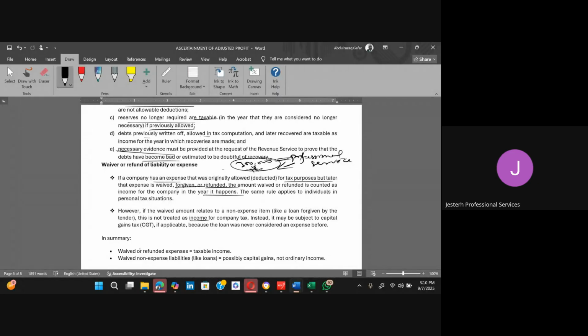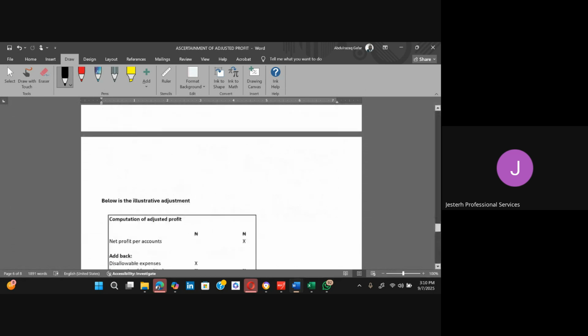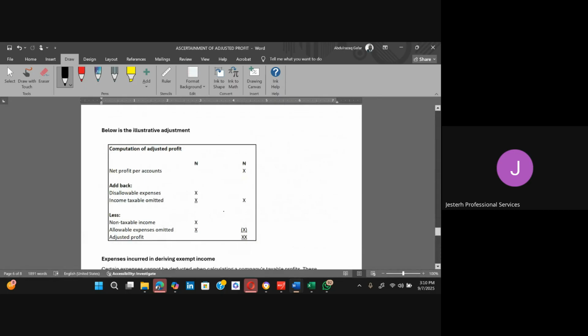So in summary, waived or refunded expenses will be taxable income, while waived non-expense liabilities like loans will be considered as capital gains tax. That's where we are going to deduct it. So below is the illustrative adjustment.